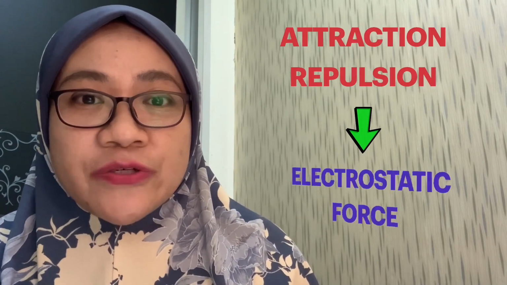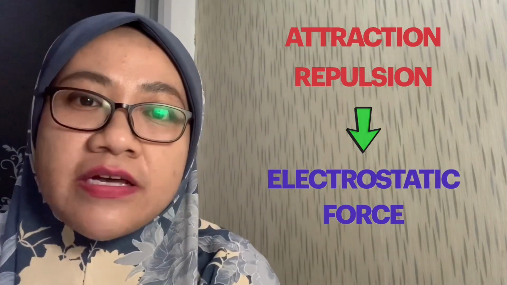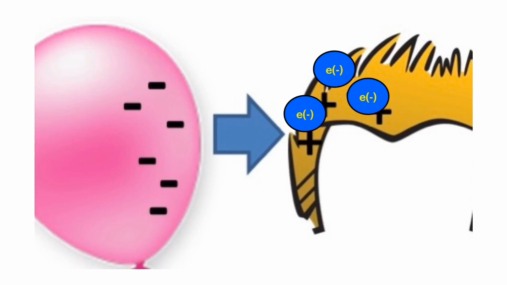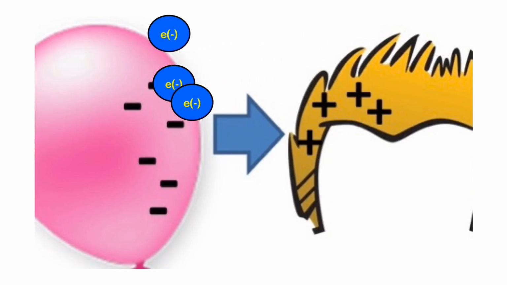The attraction and repulsion of these charged objects will cause electrostatic force. An example of this electrostatic force can be observed when you rub a balloon on your hair. The balloon will become negatively charged because the electrons from the hair strands transfer to the balloon, and at the same time your hair becomes positively charged because it loses the electrons.